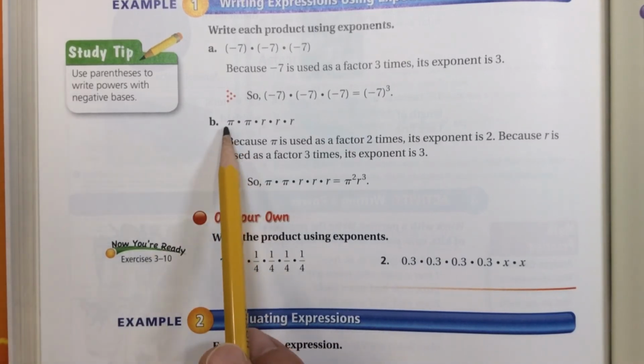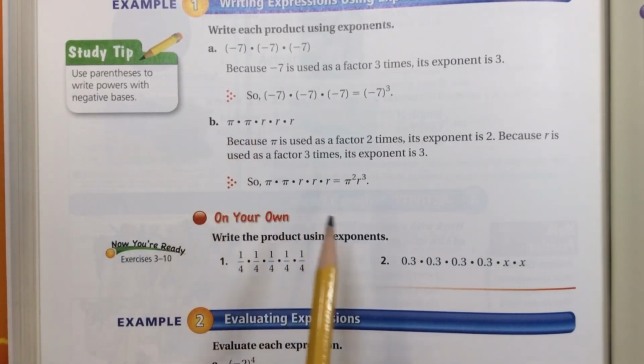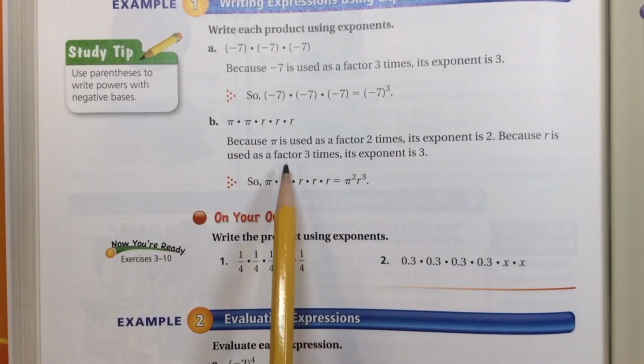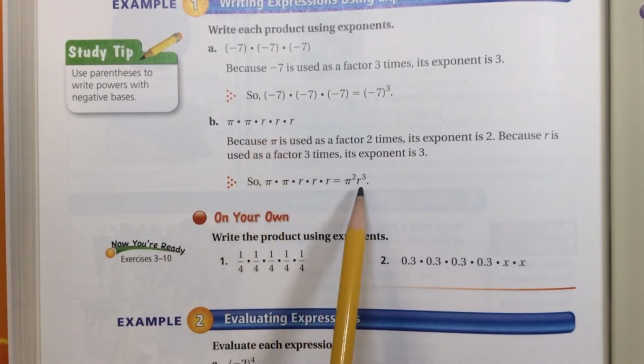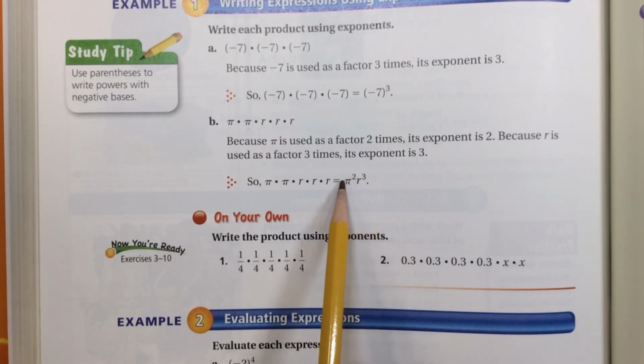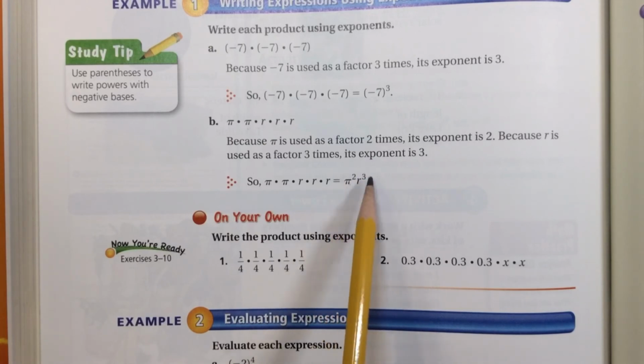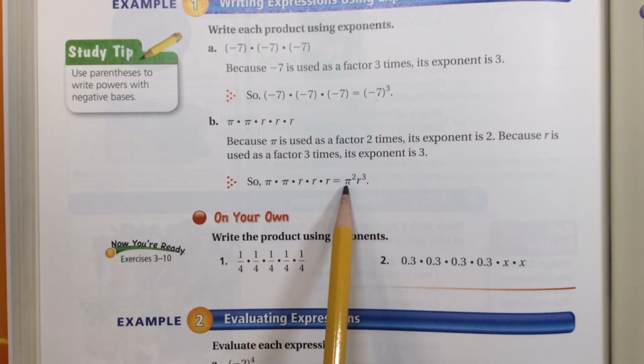Here we have pi times pi, which is pi squared, and we have r times r times r, which is r cubed. Pi squared, r cubed. You could put a dot in between those two, but you don't have to. You can put them right next to each other. You're going to start seeing that kind of notation a lot, actually. So pi squared, r cubed, all multiplied together there.